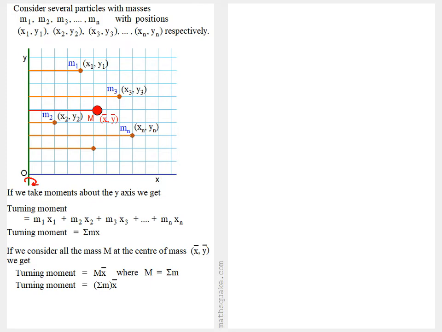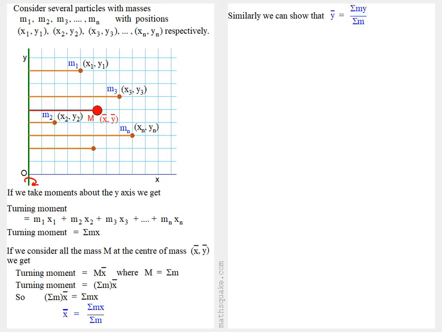Now, it doesn't matter whether we take the particles individually or all grouped together, the turning moments will be the same. So, the sum of the m's times x bar is equal to the sum of the mx's. Sigma m times x bar equals sigma mx. So, x bar is equal to the sum of the mx's over the sum of the m's. Sigma mx over sigma m. This is what we had before.